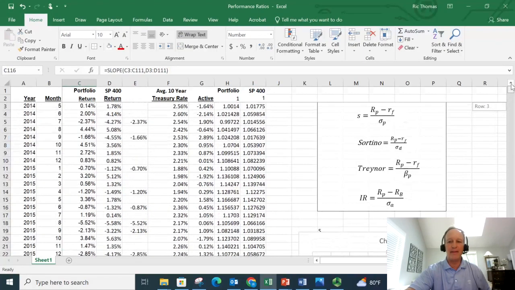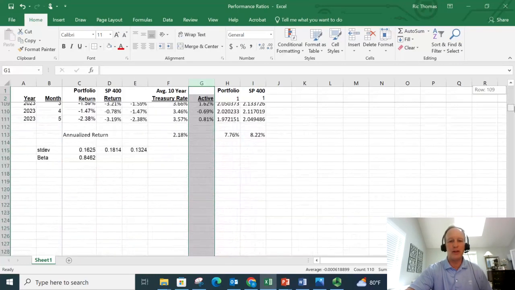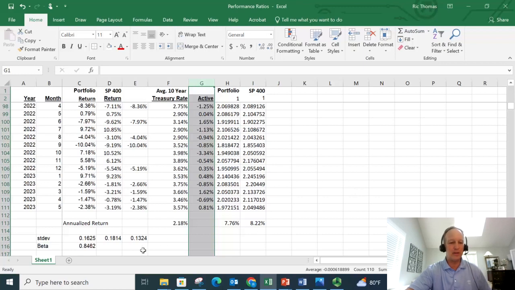So now I've got this number. I've got beta. The only thing I don't have is this sigma A, and that is the tracking error. The tracking error is the standard deviation of my active return. I calculated my active return a little bit ago. That's just the difference between the portfolio return and the market return. So now all I have to do is calculate the tracking error, and that's generally going to be a smaller number than the overall standard deviation is.